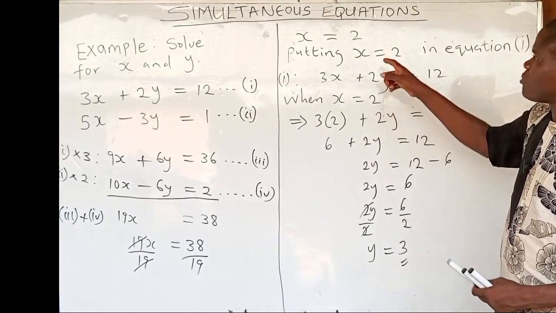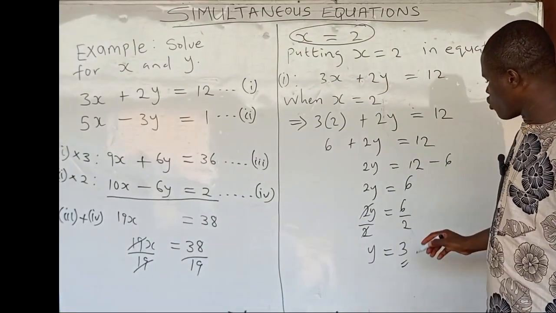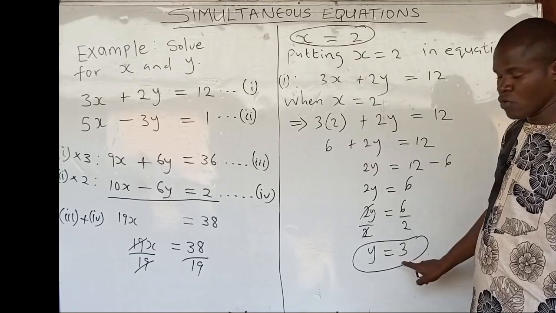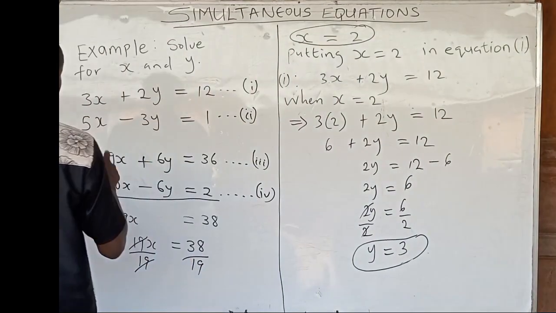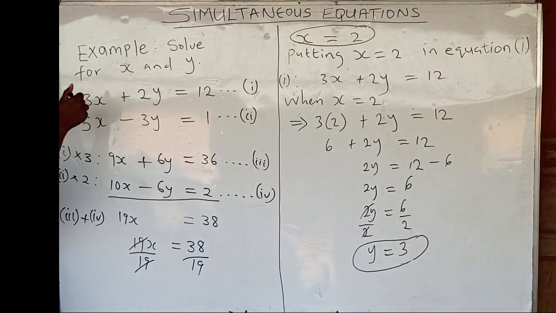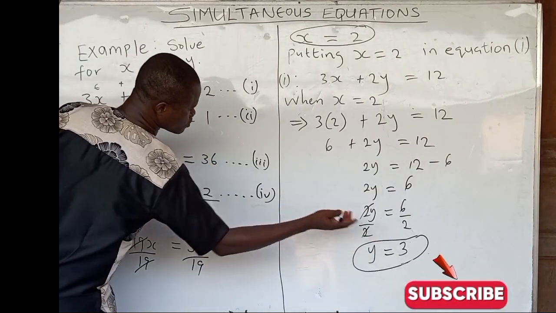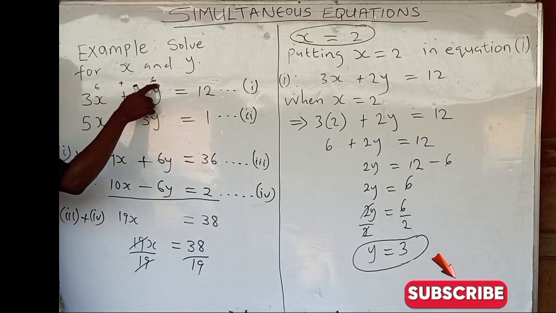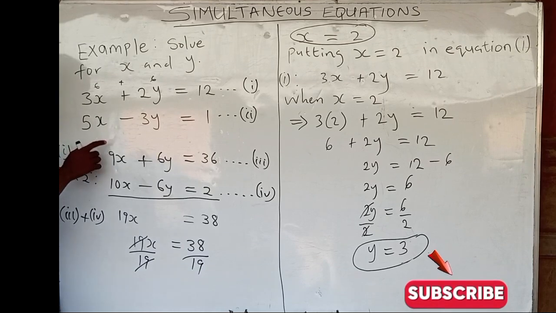or wrong. Remember, we got x to be equal to 2, and we got y to be equal to 3. x is equal to 2, y is equal to 3. So let's verify if it is true. Since x is equal to 2, 3 times 2 will give us 6, plus, since y is equal to 3, 2 times 3 will give us 6. And 6 plus 6 is equal to 12. Very correct. Let us also test in equation 2.